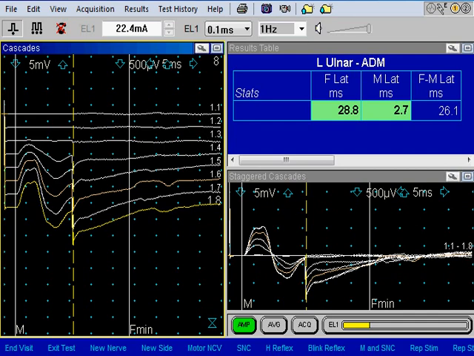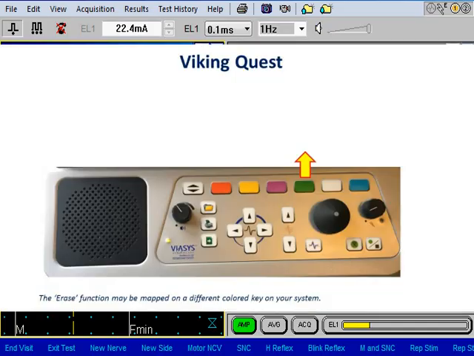This display contains stimulations at supramaximal and submaximal intensity. We need to record F waves at supramaximal intensity alone, and therefore I'm going to erase these traces. This is done by pushing the erase button key on the console or by using the erase function key.